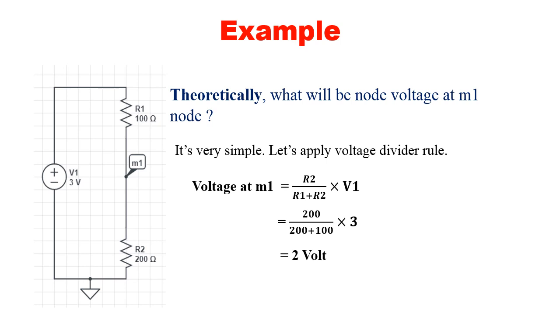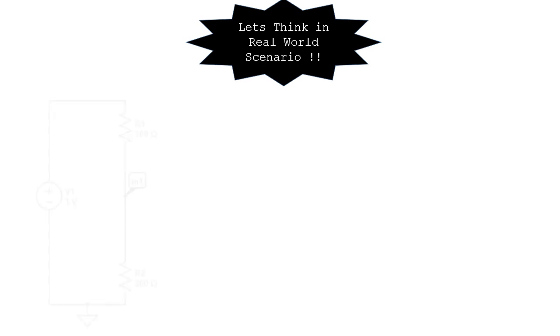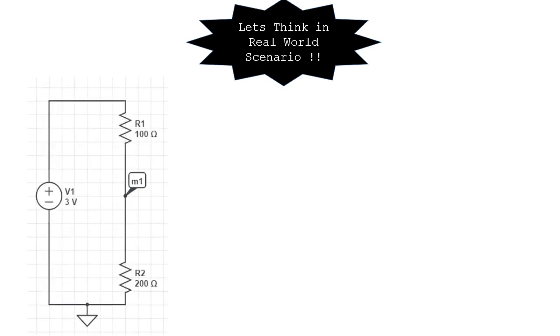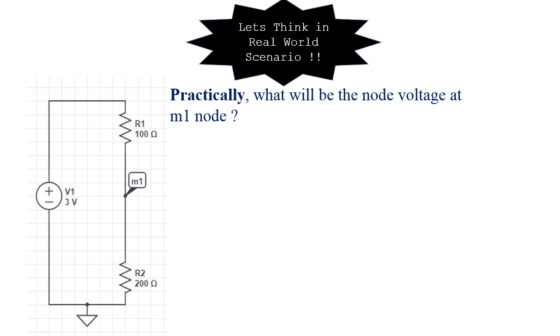Now this is very simple, but the real world scenario is not that easy. It is not a bed of roses. So let's think about the real world scenario. Now the problem is the same, but you need to measure, not calculate, you need to practically measure the voltage at M1. So this is now your problem statement. Practically, what will be the node voltage at the M1 node?